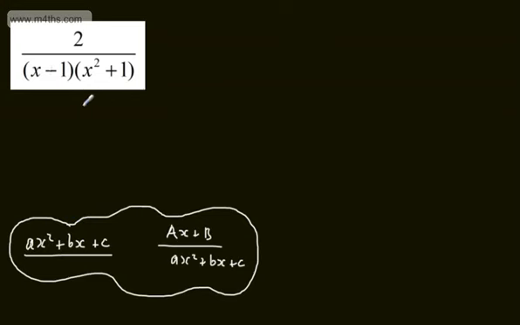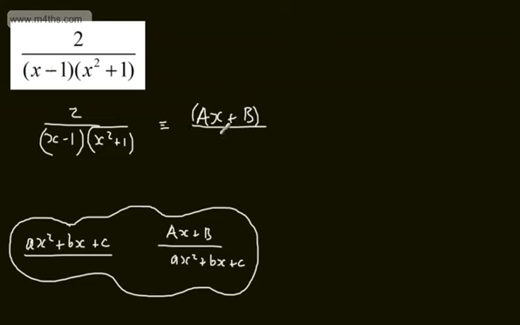So let's go ahead and write this now. What we're going to have then is 2 over x minus 1. X minus 1 is a linear factor. Then we've got our x squared plus 1, which is a quadratic factor. And I'm going to write this now as an identity as ax plus b over x squared plus 1. And then what we'll have is plus c over the linear factor of x minus 1.